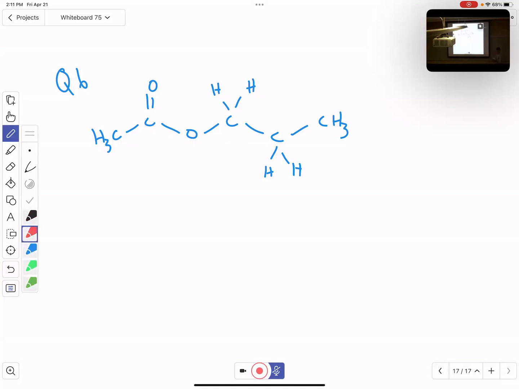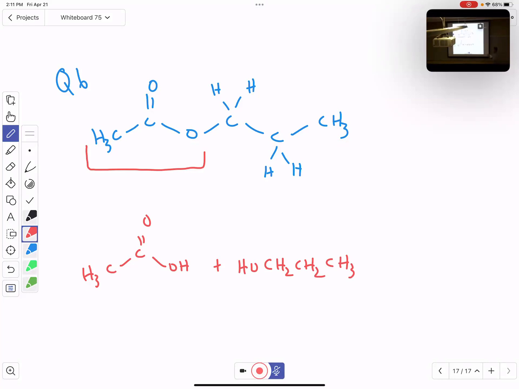So esters are named in 2 parts. We first identify the carboxylic acid side, right? Because esters were basically formed by the condensation reaction between a carboxylic acid and an alcohol. Right, so this alcohol right here, CH2, CH3. So because of that, we name them.